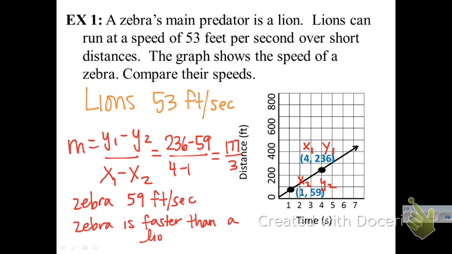In class we talked about how that's why lions pick off the weak and the young, because they can still catch them, or the sick. And we got into conversation about that.